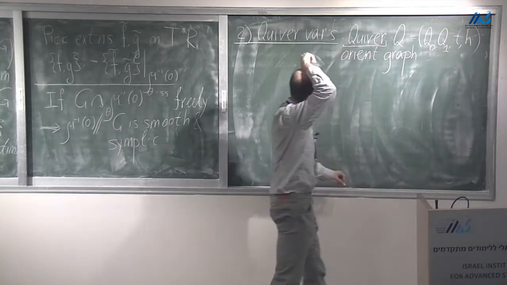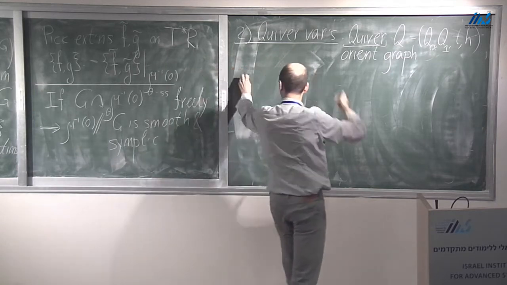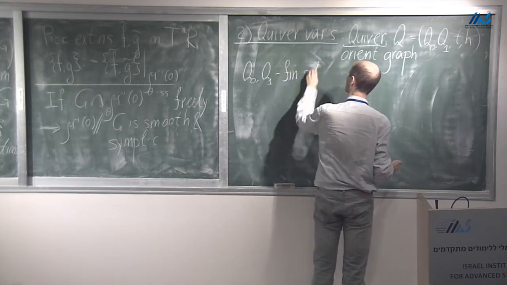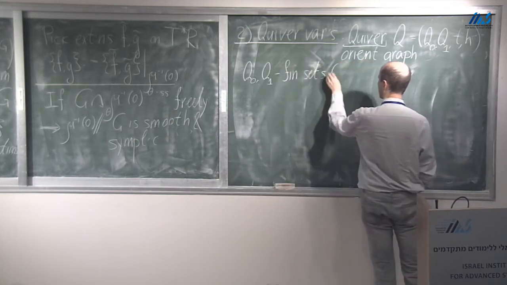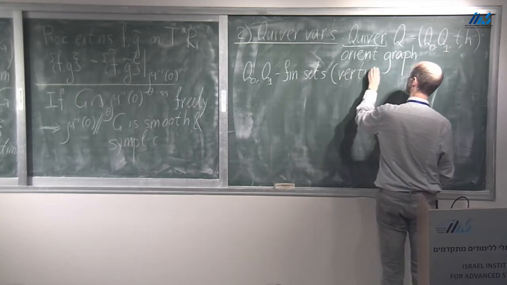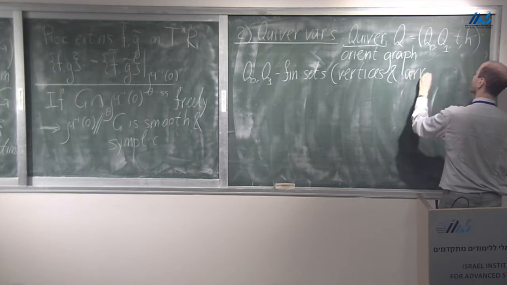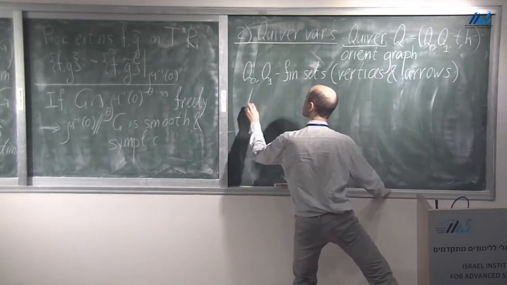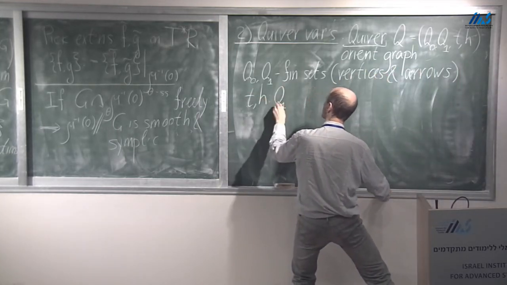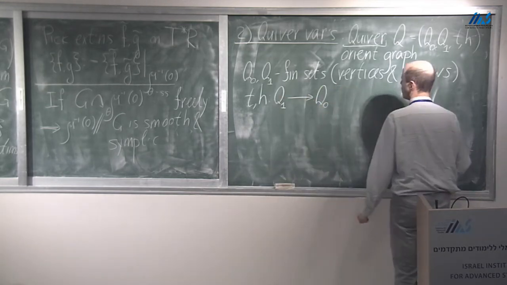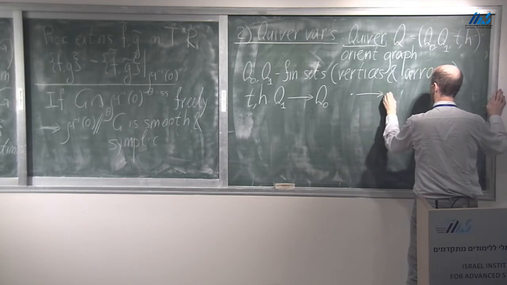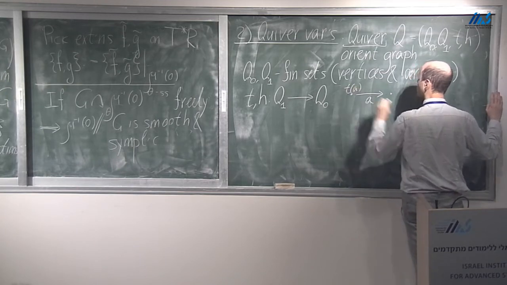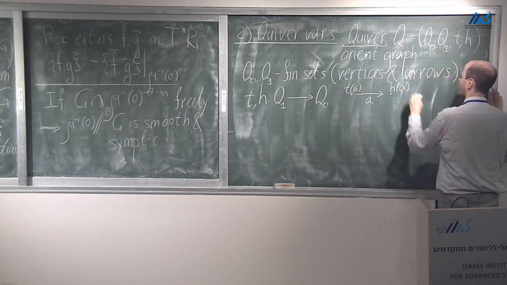So the meaning of those symbols is as follows. Q0 and Q1 are finite sets known respectively as vertices and arrows. And T and H are maps. So T and H are maps from Q1 to Q0, which are tail and head of an arrow. So if I have an arrow A, like such, then T of A is here, and H of A is here. Okay?